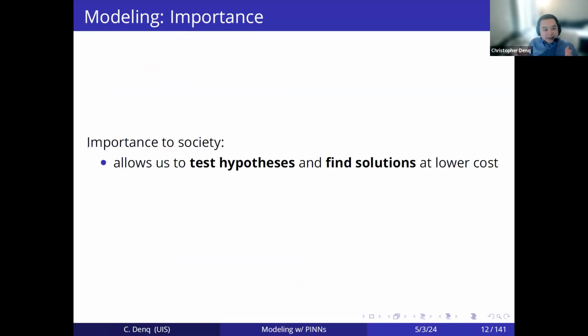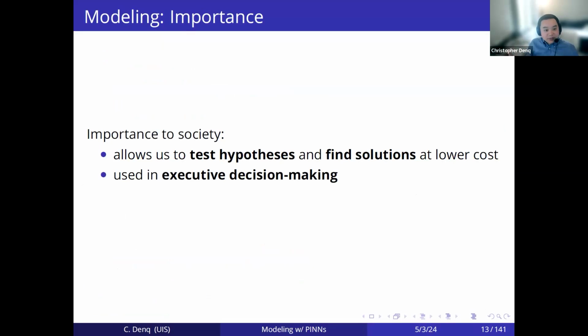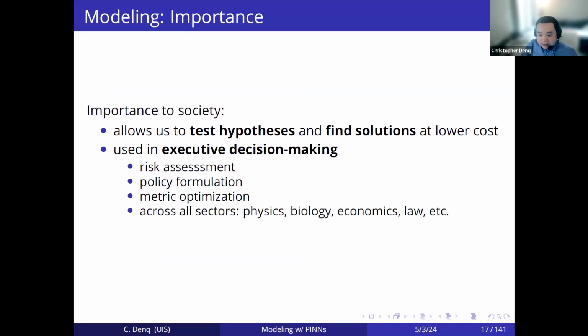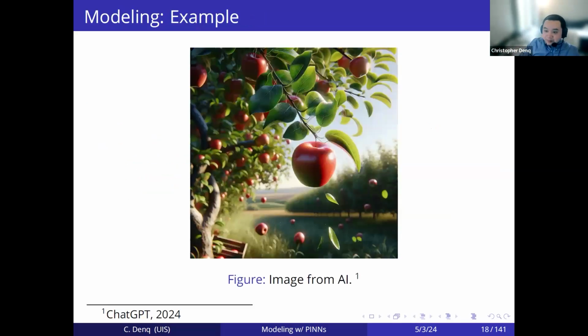Modeling helps us test a bunch of hypotheses we might have about the world and to find these solutions at a very low cost. Likewise, the results from these models help us make really big executive decisions that we can then implement in different ways: risk assessment, policy formation, metric optimization. And this exists across all sectors, right? Physics, biology, economics, law, etc. This is a very applicable thing that happens across the entire span of our livelihoods.